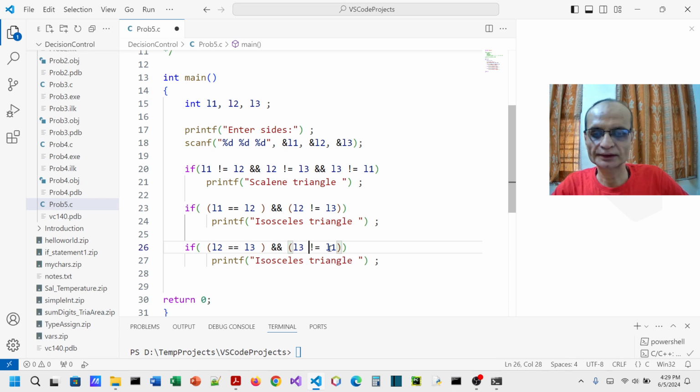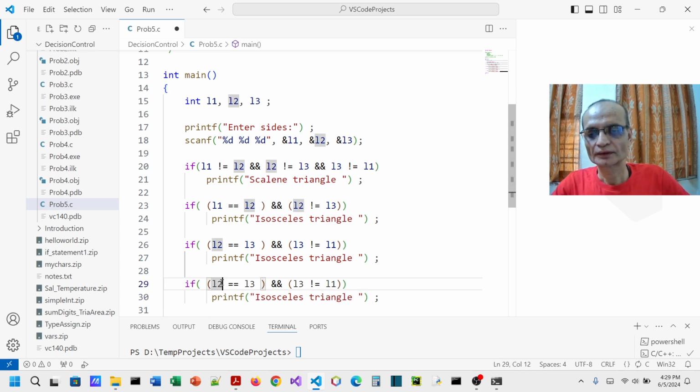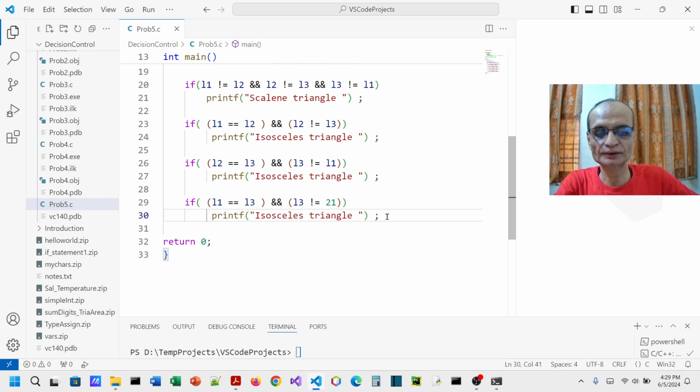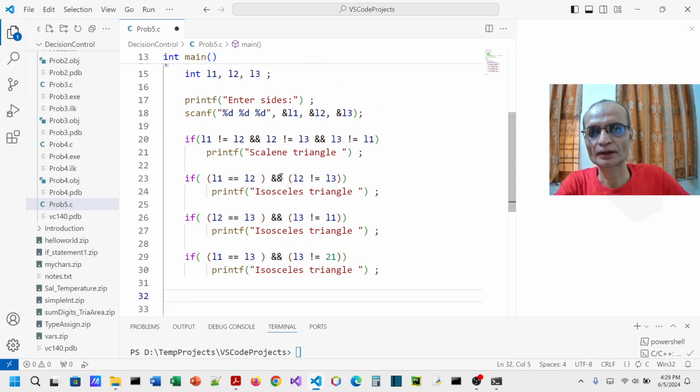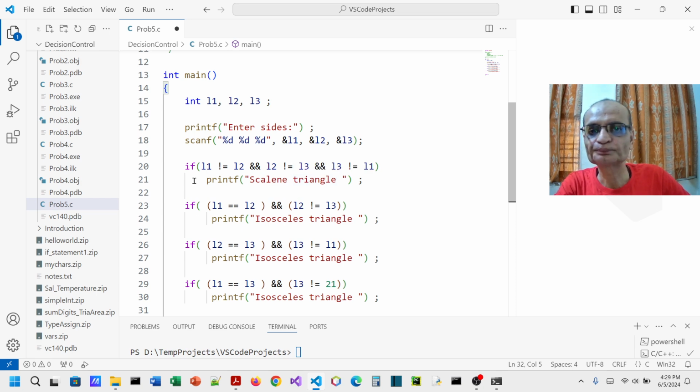So that is the supporting thing, and then the last one will be if L1 is equal to L3, but L3 is not equal to L2. Why? Because only two sides will be the same. Okay, so then in that case it is an isosceles triangle.